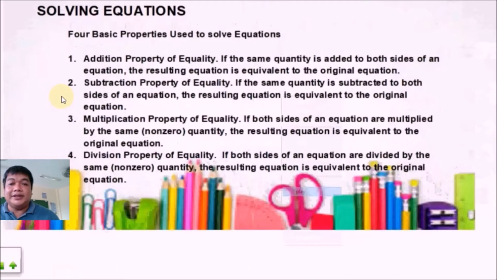Number three, the multiplication property of equality. If both sides of an equation are multiplied by the same non-zero quantity, the resulting equation is equivalent to the original equation. Fourth, we have the division property of equality. If both sides of an equation are divided by the same non-zero quantity, the resulting equation is equivalent to the original equation. These four properties of equality are very much used to solve equations.